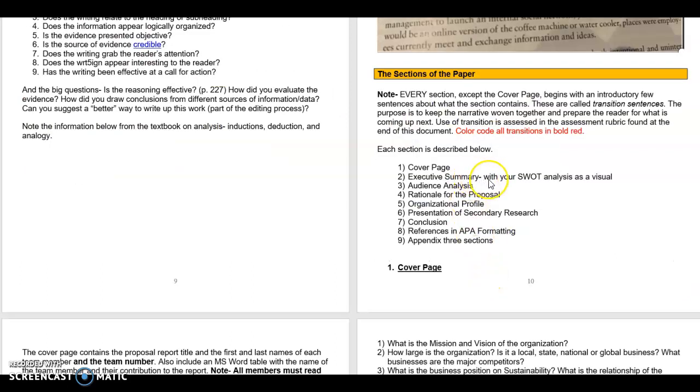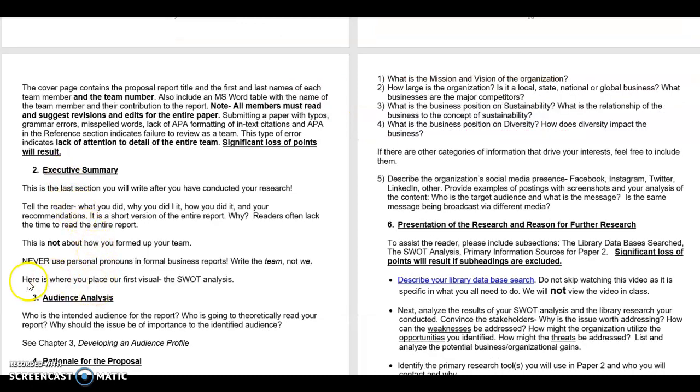Your SWOT analysis visual would probably be best placed in the executive summary as your first visual. Under the executive summary, I've stated here is where you place your SWOT analysis.